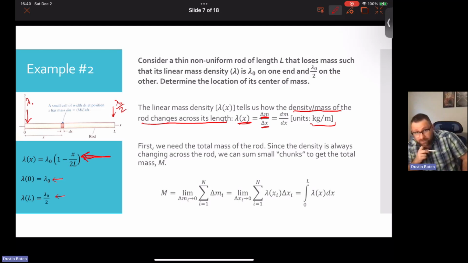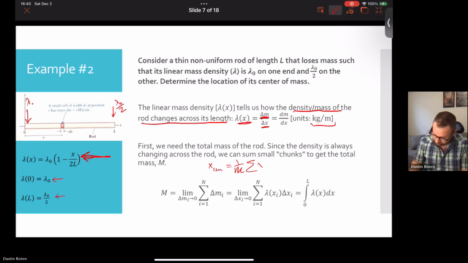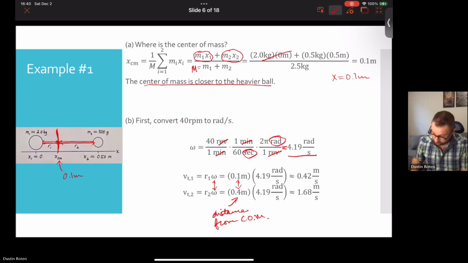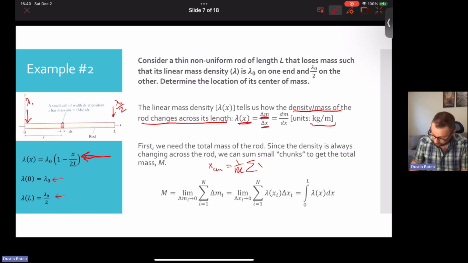Well, first, when we calculate the center of mass, we know we're going to need the total mass of the object because that's part of the process. You'll remember that the equation is y center of mass equals 1 over M times the sum. Okay, so remember that it's adding up all these pieces, but we have this total mass.